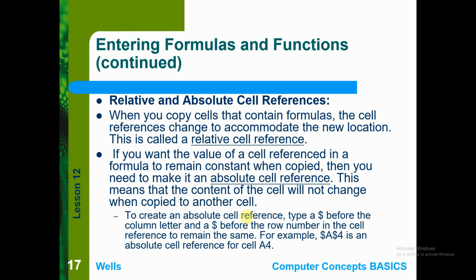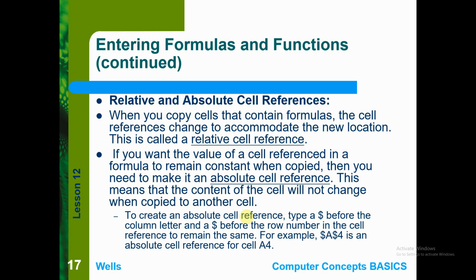Now for relative and absolute cell references, you can copy the cells that contain formulas, so that the cell references change to accommodate the new location. So that is what we call the relative cell reference. Now if you want the value of the cell reference in the formula to remain constant when copied, then you need to make it an absolute cell reference. That is your definition of these two terms.